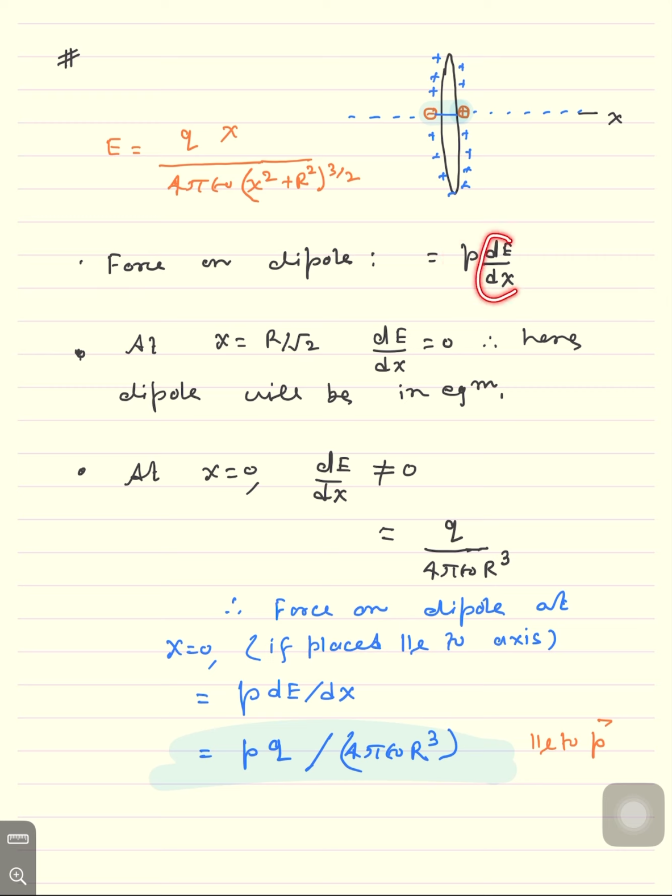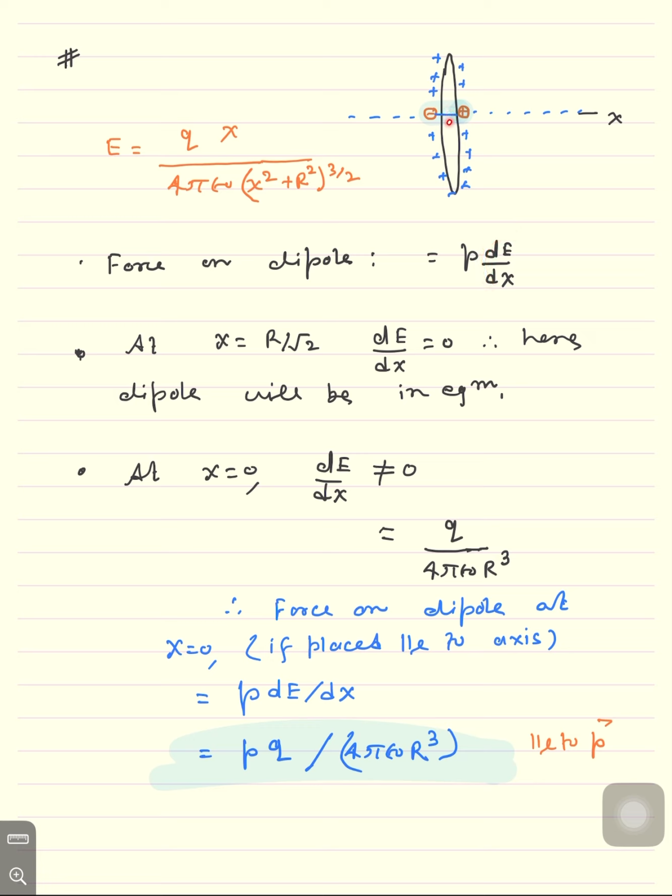So at maxima dE/dx is 0, and that point we already know, it is a very popular result, x equal to r by root 2. So here if we place the dipole along the axis, it will experience 0 force. And another question may be asked: if we place the dipole along the axis but at the center of the ring, what will be the force? The field is 0. Somebody may claim that since the field is 0 here, the force will be 0. That is wrong. Force on a dipole is not proportional to the field, it is proportional to the gradient of the field, right?